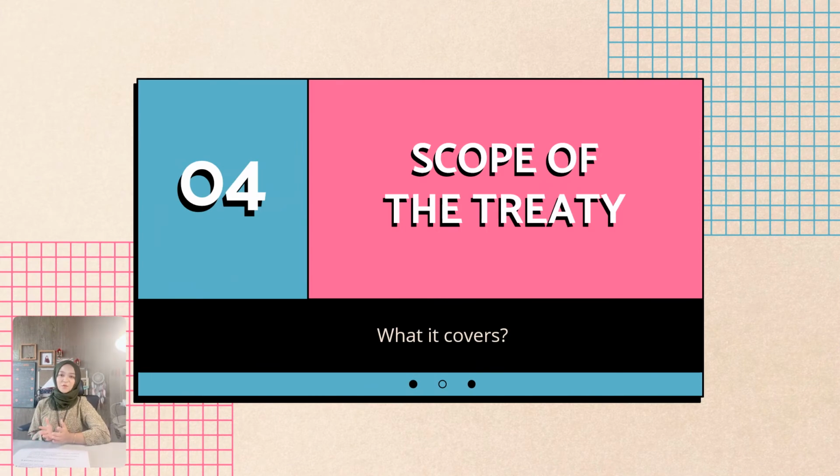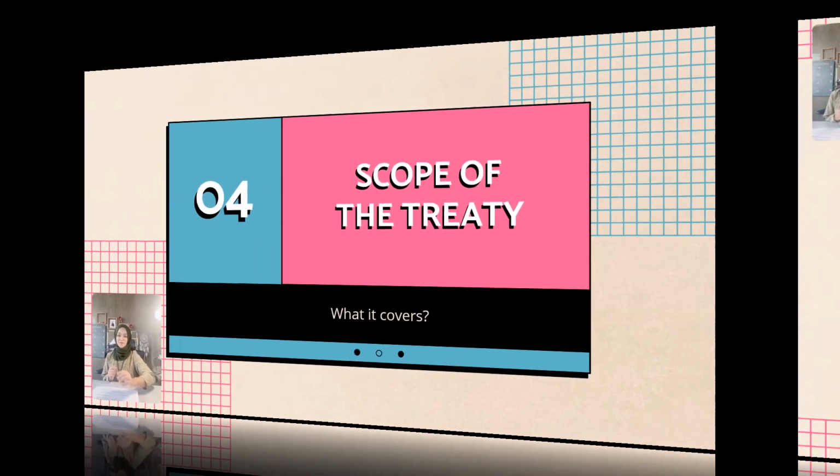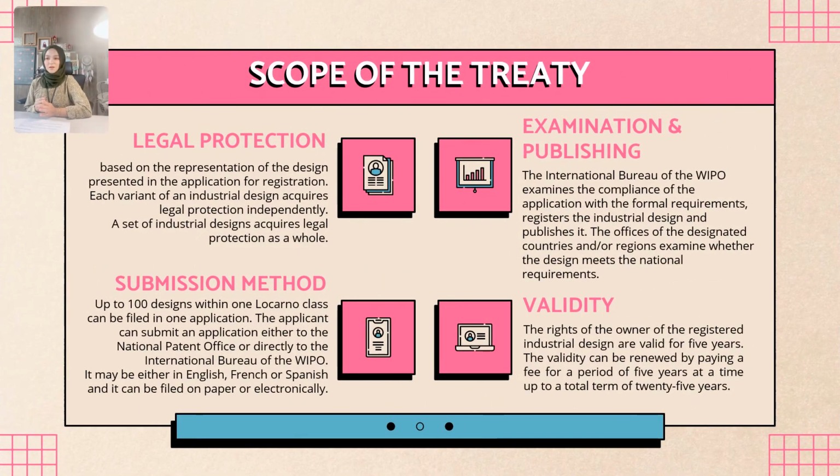And now we move on to the scope of the treaties, to know what the treaty's coverage is. Basically, the scope of the treaty is to give legal protection based on the representation of the design presented in the application of the registration. Each variant of an industrial design requires legal protection independently. A set of industrial designs requires legal protection as a whole.